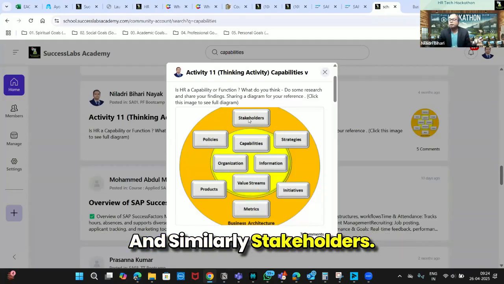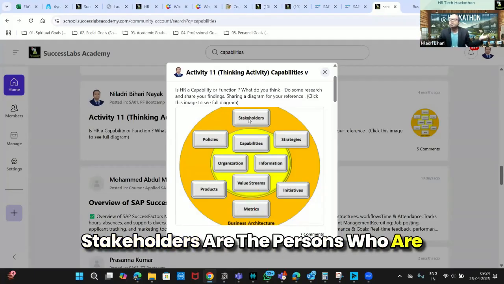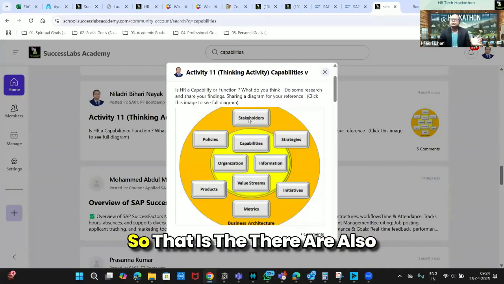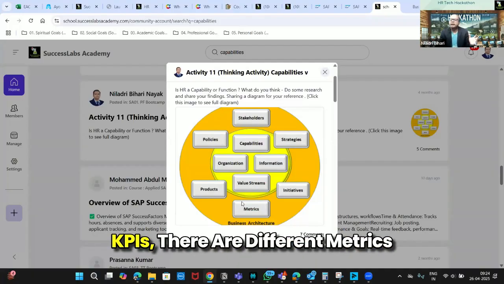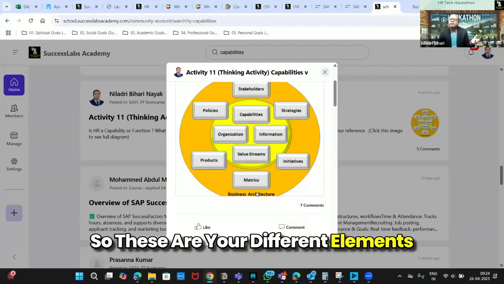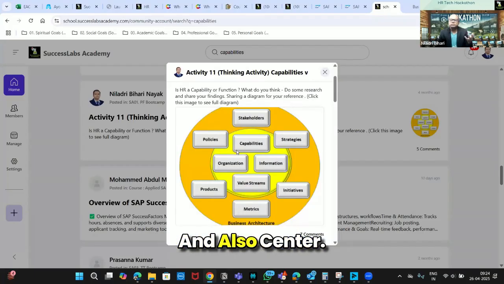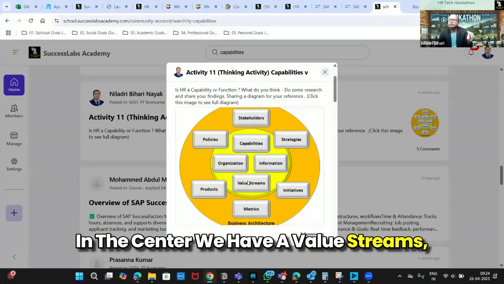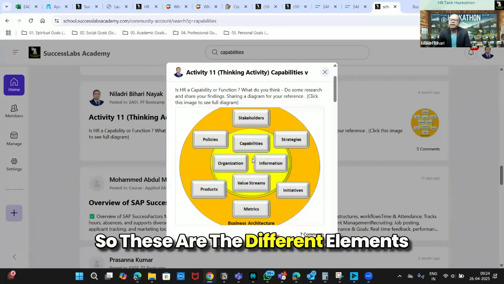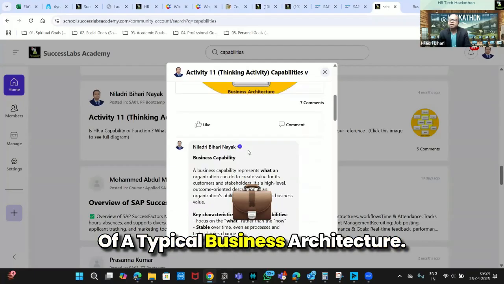And similarly, stakeholders. Stakeholders are the persons who have interest and concerns for that organization, right? There are also KPIs, different metrics for the organization, right? So these are the different elements of business architecture. And also in the center, we have value streams, organizations, capabilities, information, right? So these are the different elements of a typical business architecture.